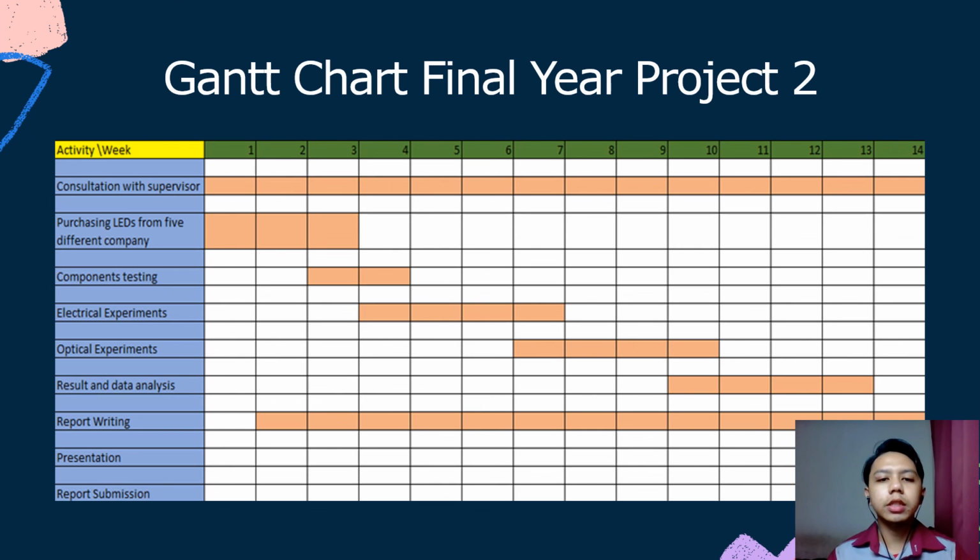Okay, this is the Gantt chart of my final year project 2 of what I am planning to do in the upcoming semester. With this, I end the presentation.